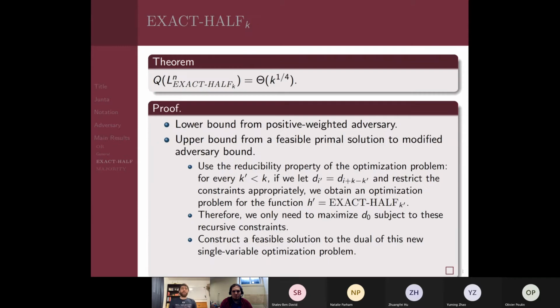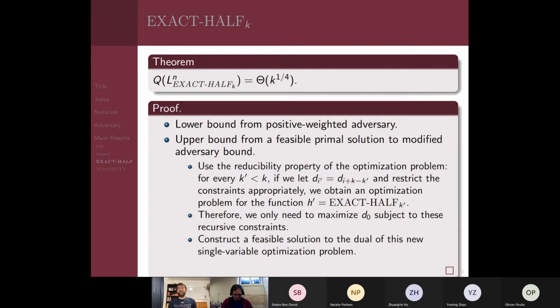So he shows this with 2 examples. The first is the exact half problem, which outputs 1 only when exactly floor of k over 2 elements are equal to 1 in the input. And he gives an upper bound, definitively showing that this is theta of k to the 1/4. The lower bound comes from just a simple positive weighted adversary, from like week 5 in our course notes. But the upper bound comes from a feasible primal solution to this modified adversary bound that he proved in the general case that I showed in the last slide.